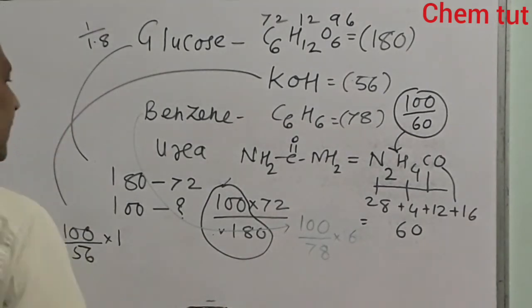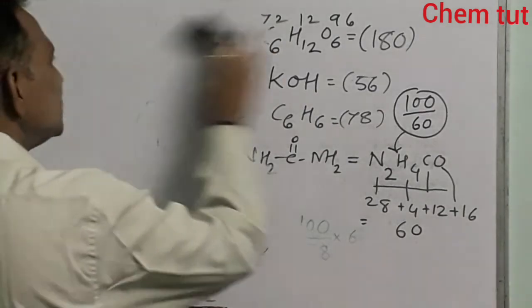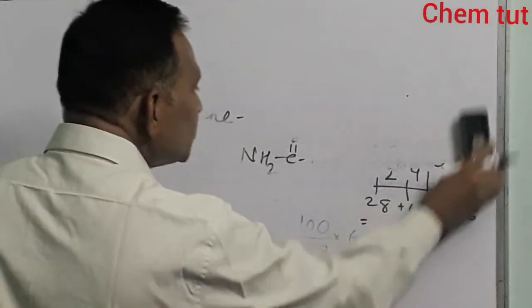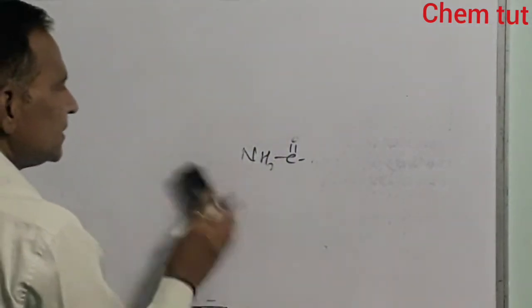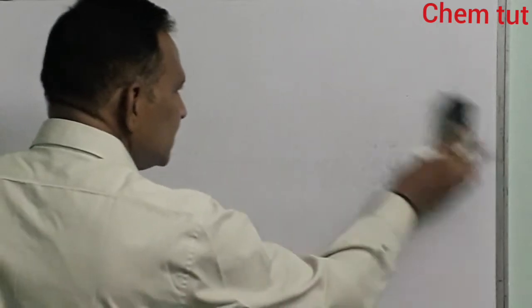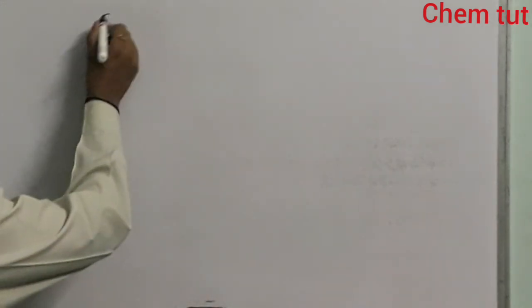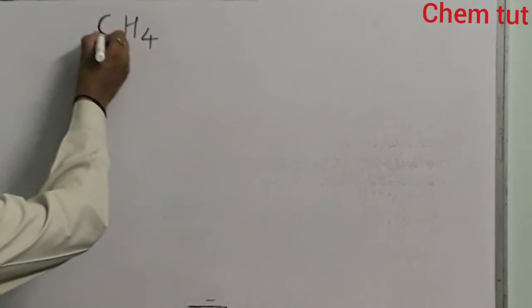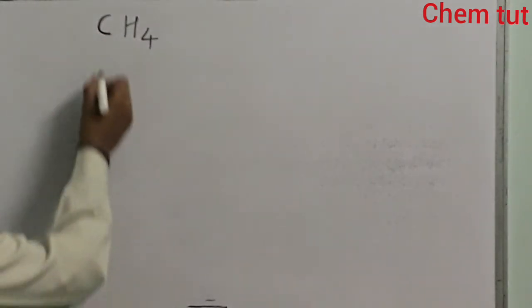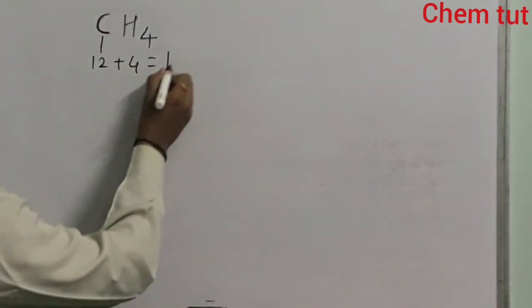Similarly, you may calculate the percentage composition of some hydrocarbons also. For example, calculate the percentage composition of every element present in methane. These hydrocarbons are very important, so we'll take one example of it, because it is required in the next article. So CH4, calculate the percentage composition of every element in CH4. Now what is the molar mass of CH4? It is carbon 12 plus hydrogen 4 equal to 16.